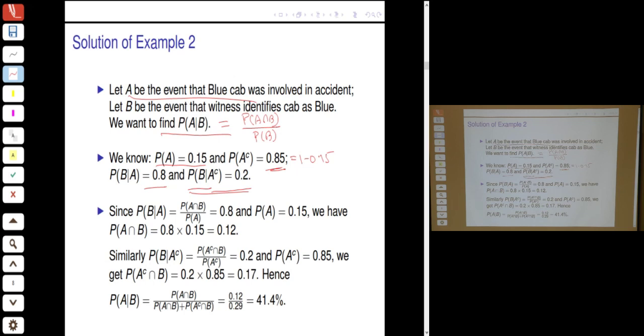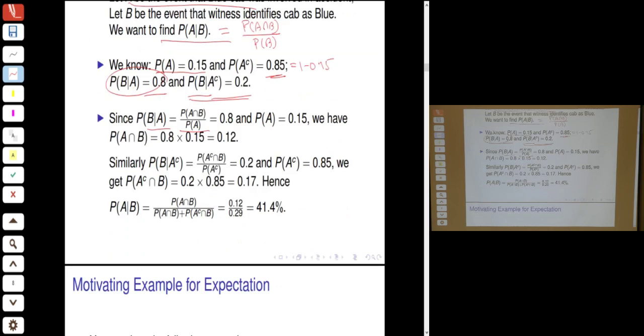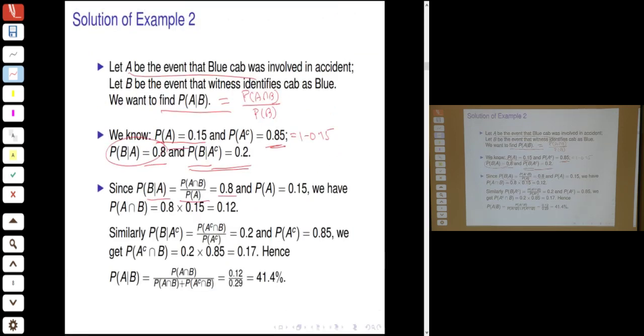So, now let us calculate the various probabilities. So, probability B given A is probability A intersection B divided by probability A. This we know is 0.8. Probability A we know is 0.15. So, if you plug that in here, then you can solve for probability of A intersection B to be 0.12. Okay? So, this is one thing we have, and we have already calculated the numerator. So, now all that we need to do is to calculate the denominator, namely probability of B.